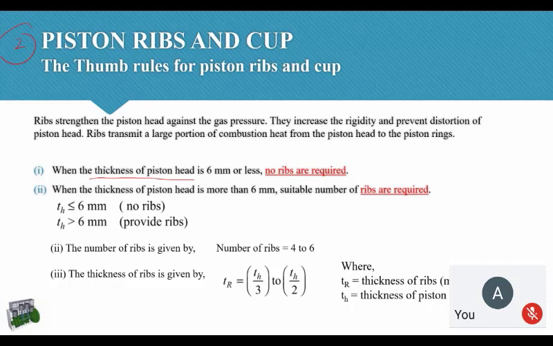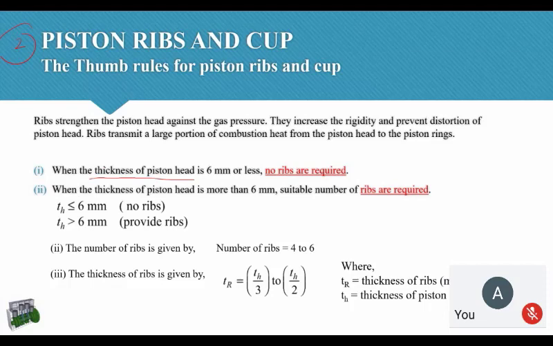Okay, because this is going to be for the small piston. Whereas whenever the thickness of the piston head is more than 6 millimeter, then the ribs need to be provided. Okay, so this is the criteria. So what is the criteria once again? The thickness of the piston head is the criteria. Okay, so 6 millimeter is the threshold value.